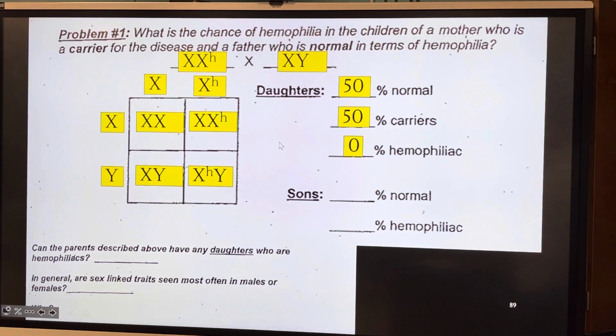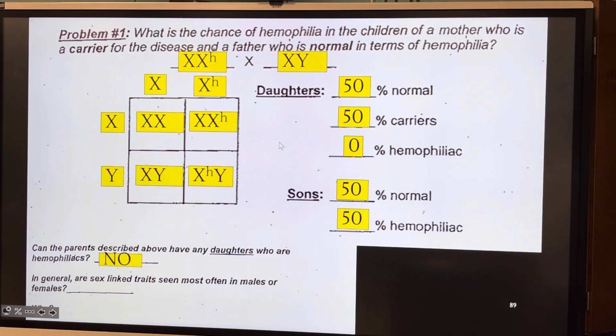Because a female would need two recessive alleles, two little h's. What percent of the sons are normal? 50%. What percent are hemophiliac? 50%. Okay, so can the parents described above have any daughters who are hemophiliacs? And the answer is no.